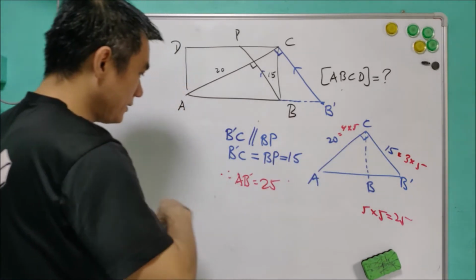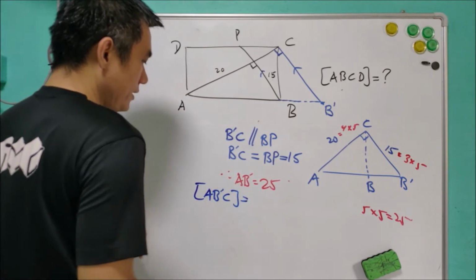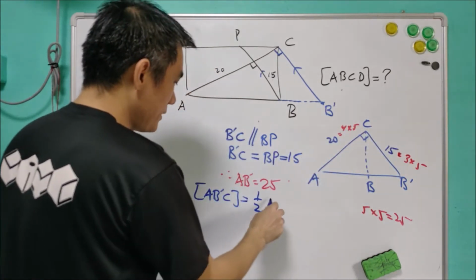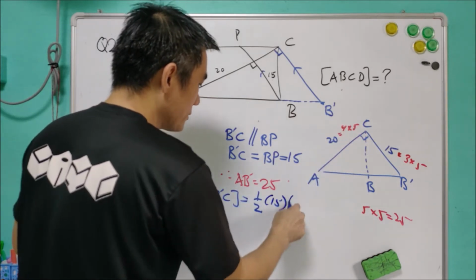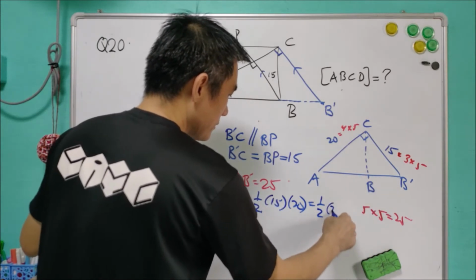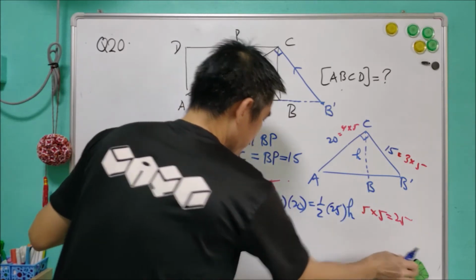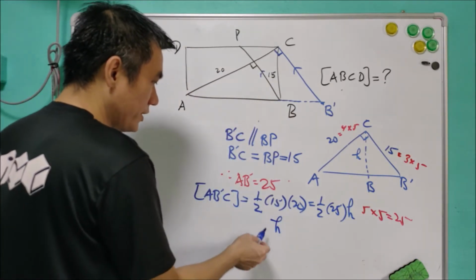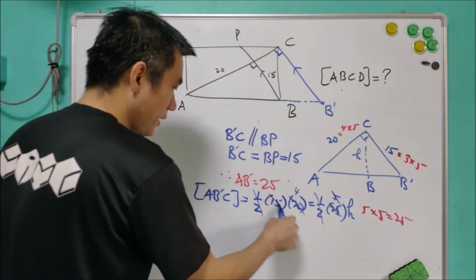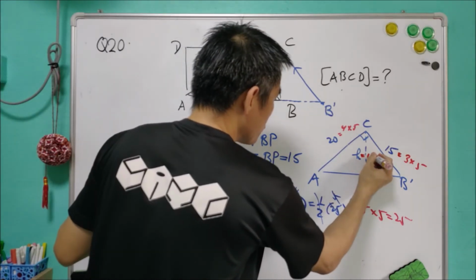Now we consider the area of triangle AB prime C. It will be equal to half the base and the height. The base is 15 and the height is 20. It will be equal to half base 25, height, call this H. So in this case, H will equal, cancel, this is 5, this is 4, and this is 3. H will be equal to 12. Now we know that H is equal to 12.